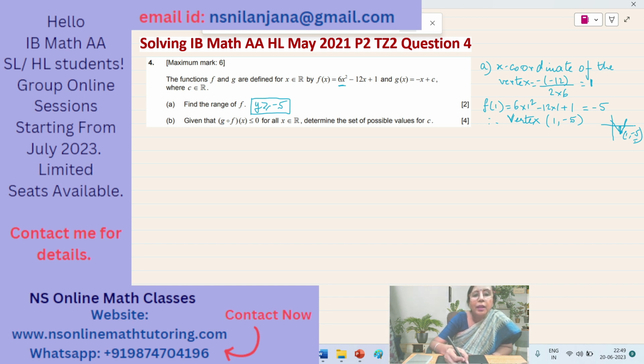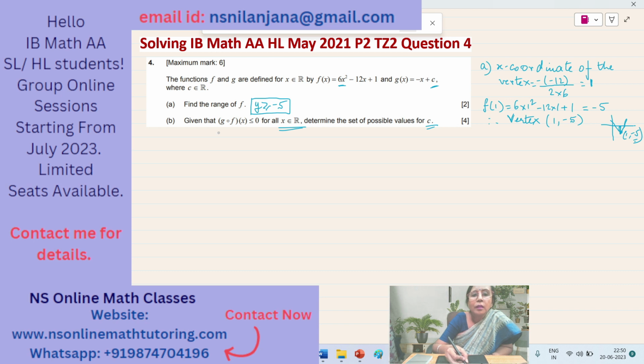Subpart B. Given that g of f of x, a composite function, is less than or equal to 0 for all x belonging to the set of real numbers, whatever value of x you take, g of f of x will be less than or equal to 0. Determine the set of possible values for c. C is over here. And it carries 4 marks.